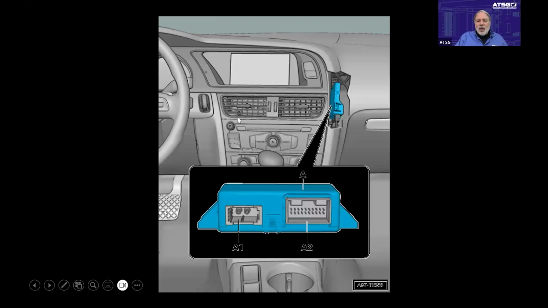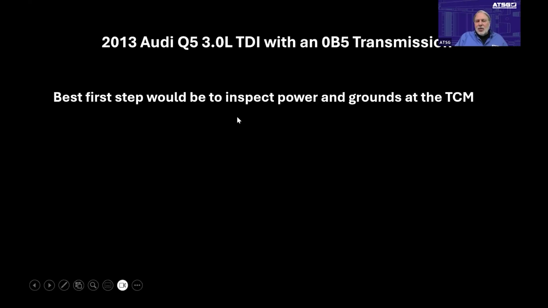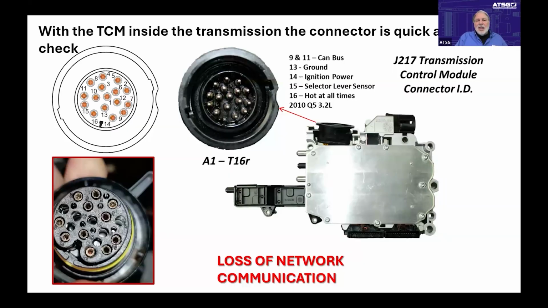But going back, this U0101 means that the network lost communication with the TCM. So really, the easiest thing to do, the best step, would be to inspect the power and grounds at the TCM. And it just so happens that the TCM is inside the transmission. This is the pass-through connector for the TCM that's inside the transmission. Because the TCM is inside the transmission, the wiring going to this, 9 and 11, is your CAN bus. That's how it communicates to all the other modules.